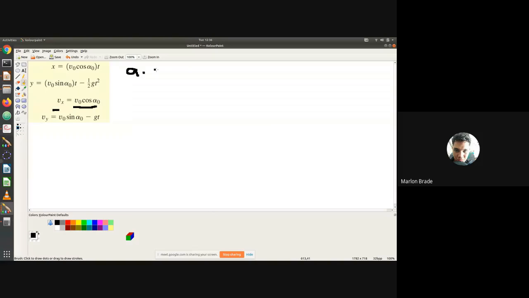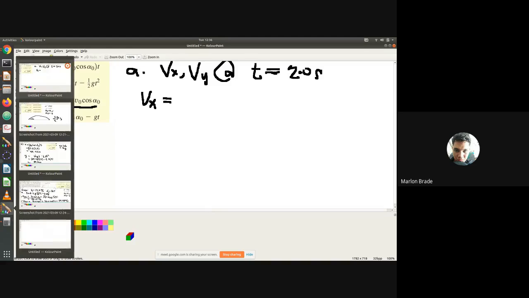Find Vx and Vy at t equals 2.0 seconds. Okay? So, we got the equation. So, nato equation sa Vx. By the way, Vx na to. Ayan na ninyo solve. Pila Vx?